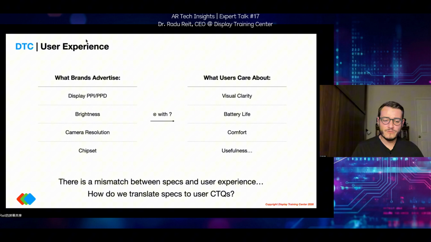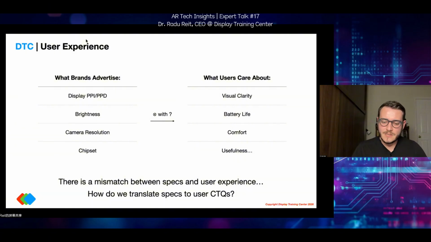We need to convolve these types of hard specifications that everyone latches onto in terms of PPI, brightness, camera resolution, chipset, etc., with something else, with a user-targeted critical to quality metric to give us something that users actually care about. So how do we get from PPI to, well, how good is the image? How do we get from brightness to, am I going to be able to wear these devices all day long without having to recharge? And so on and so forth. There's a missing component here. And I hope that with all of these teardowns that DTC is doing, we can eventually get here.